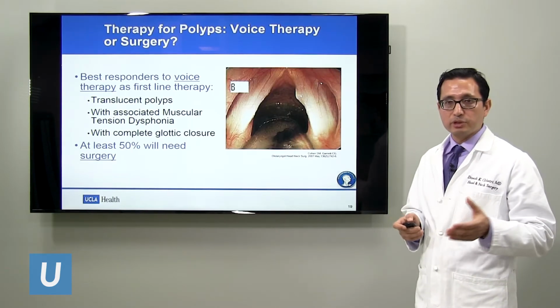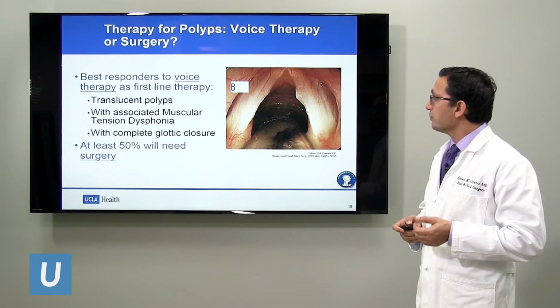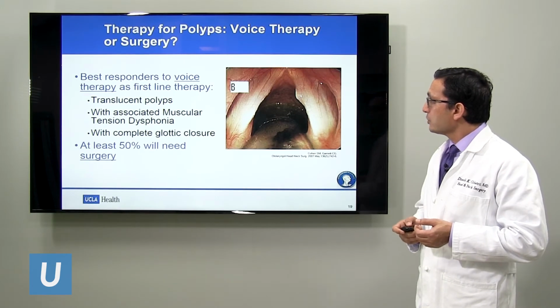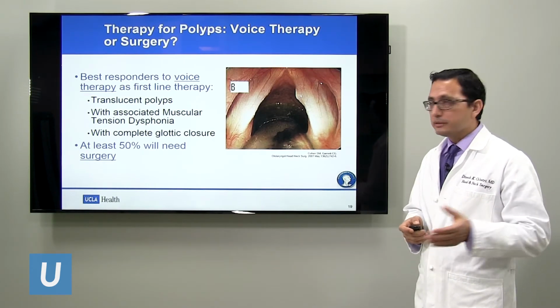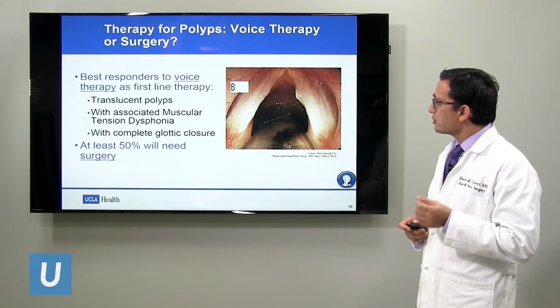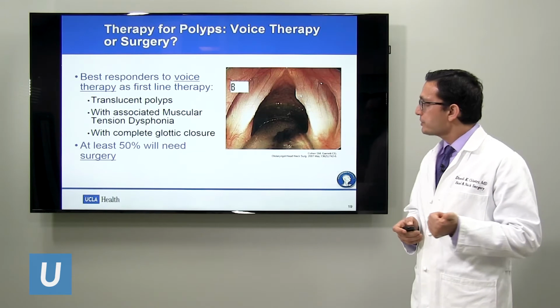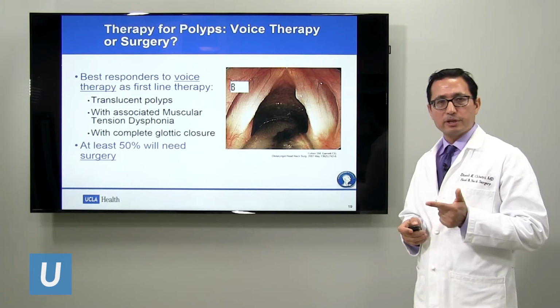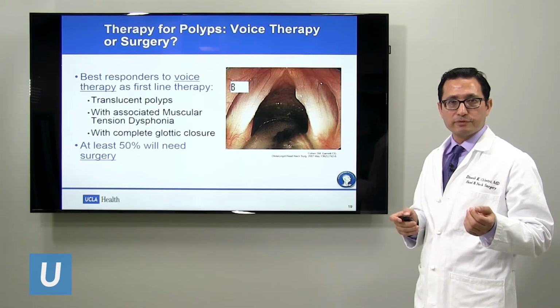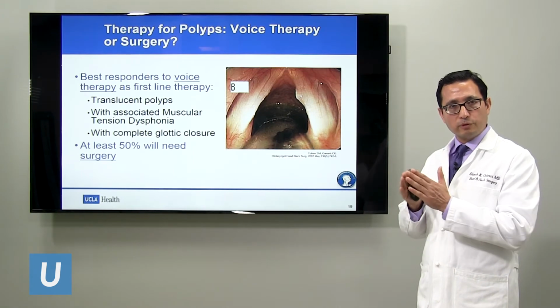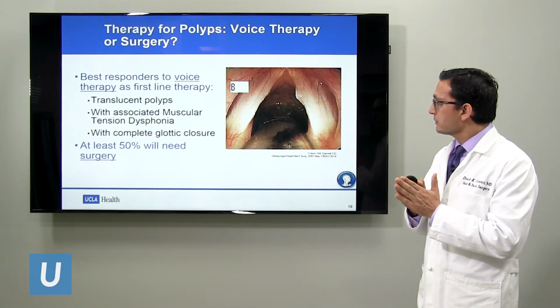How should they be treated? Should they be treated surgically or with voice therapy? So a study was done to show that the best responders to voice therapy for polyps were typically translucent polyps, especially if they were associated with muscular tension dysphonia, and especially if the vocal fold contact was still very good.